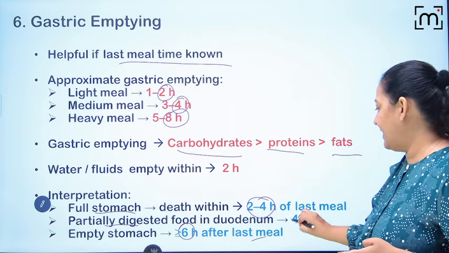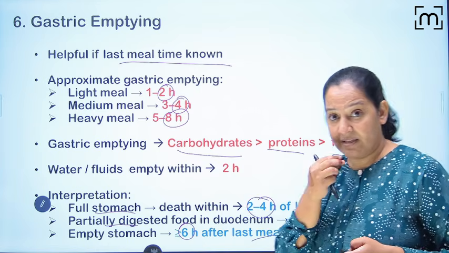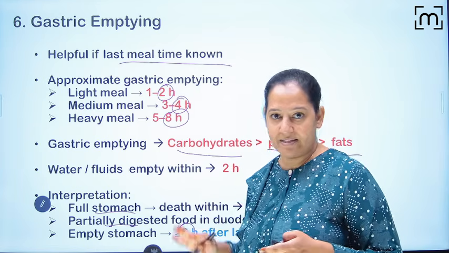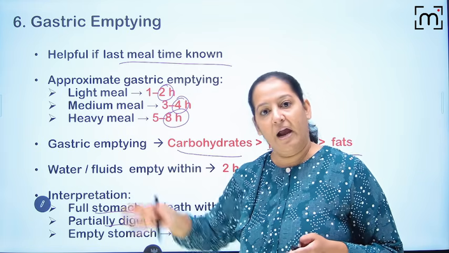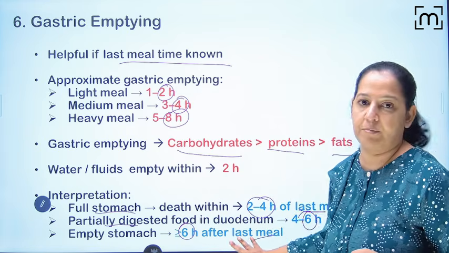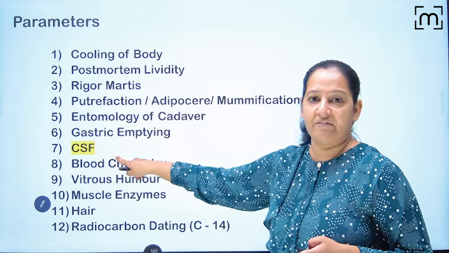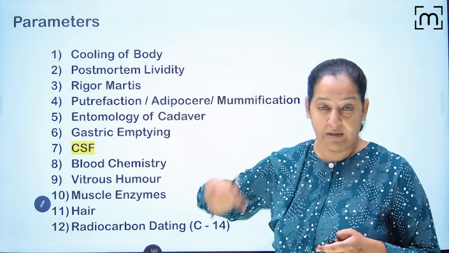The last meal timing can be confirmed from the family, when the person ate the last meal, the exact time, and from that we can use gastric emptying as a criterion. If you know these facts, you can do the interpretation. How many of you got it? Give me a thumbs up. This is gastric emptying. Now CSF, we will aspirate the CSF from a lumbar puncture.